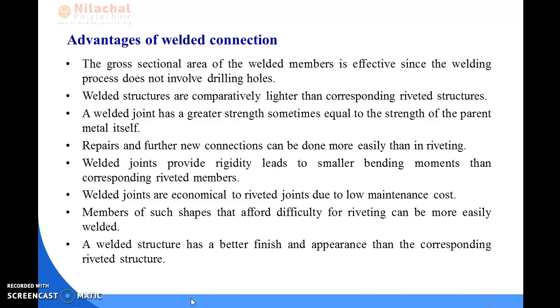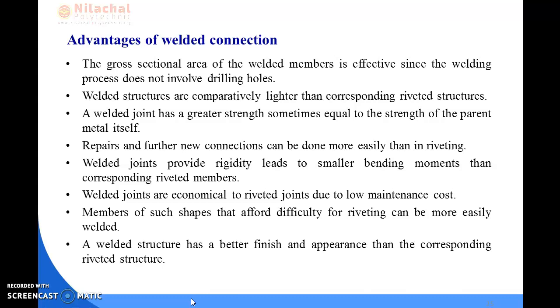Whenever you provide a welded connection between two members, the amount of metal which you require for making a weld is very minimum. But in case of bolted connection, by providing the bolts, which are much heavier, the self weight of the whole structure is more, which is a big disadvantage for the bolted connection. But in case of welded connection, it is much lighter than the bolted connection structure.